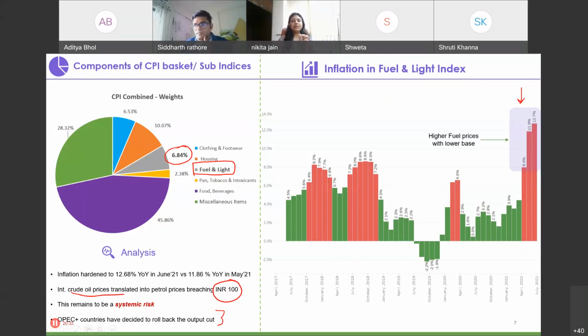So this again might not be a sticky component of inflation, and since it's a non-core factor, I think we don't have to worry much about it.